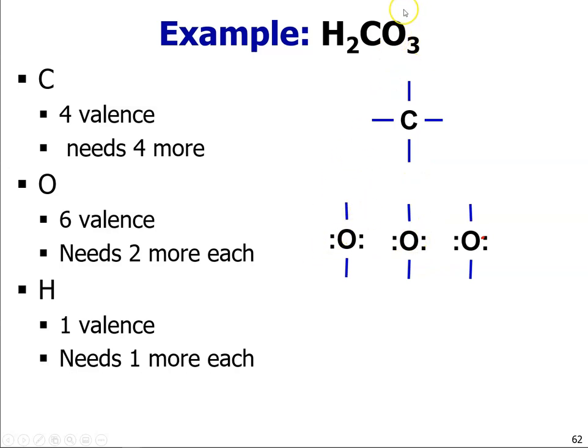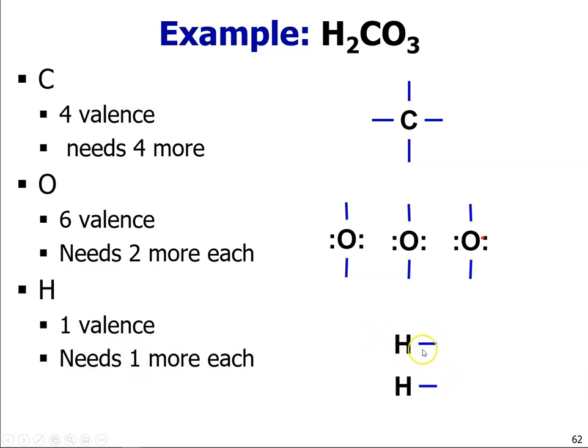Remember, we have 3 of these. So this is H2CO3. We have 1 carbon, 3 oxygens. Here's the 3, and then 2 hydrogens. So we'll do 2 hydrogens. Also, because they need 1 more electron each, we're going to have these spots.